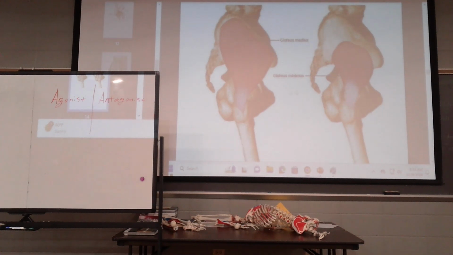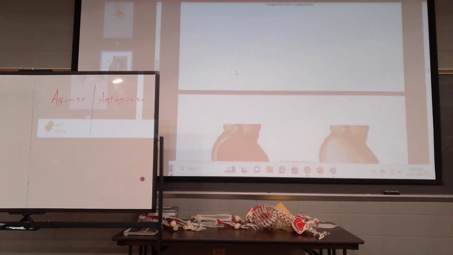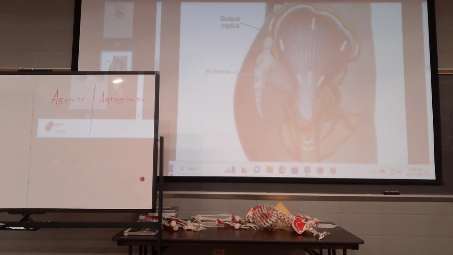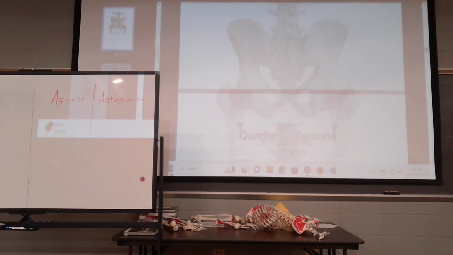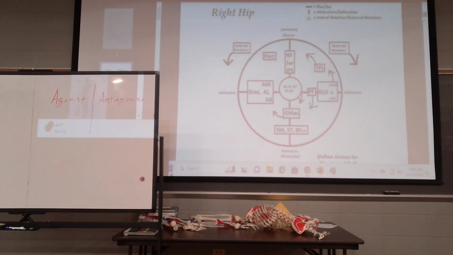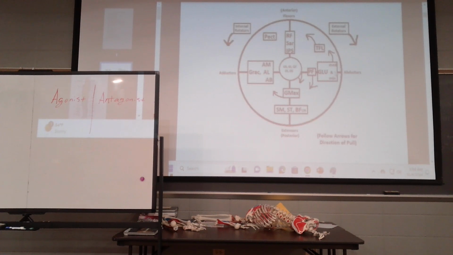Wouldn't we agree that this is a lateral view of the hip, like from the outside? So you can see how it would be crossing laterally. Medius on the outside, minimus on the inside. How would that fit? Medius and minimus, so two separate muscles. Gluteus medius sits on top of gluteus minimus.